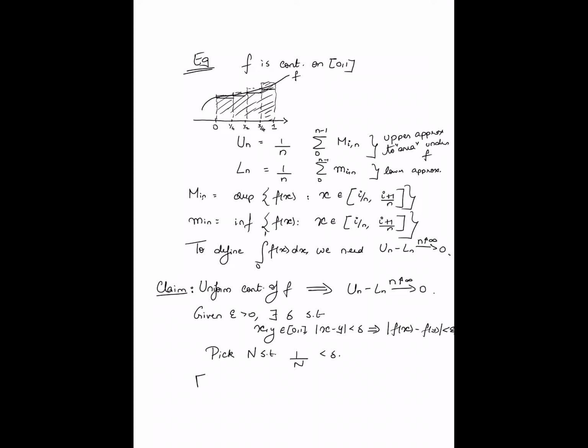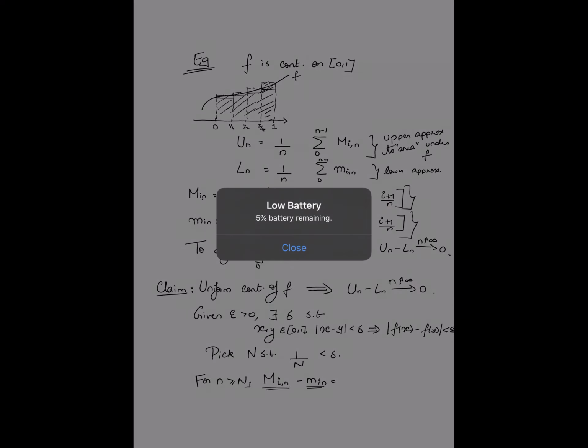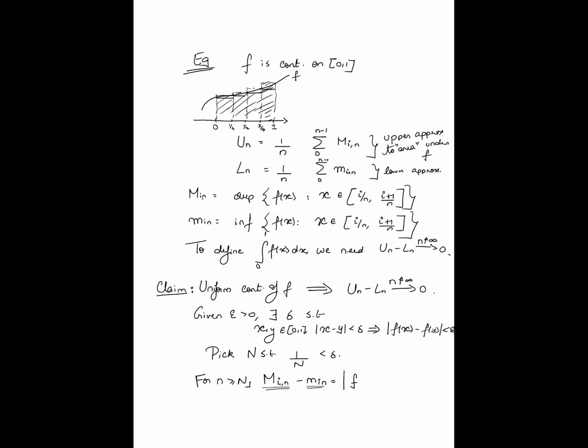Okay, so my claim is the following. For n greater than or equal to capital N, if I look at the gap capital M minus small m, remember this is the guy that goes into the upper approximation un, this is the guy that goes into the lower approximation, right? Now what is this? This is the difference between the maximum value taken by the function and the minimum value taken by the function. So in fact it's the gap between f of alpha i, right? This is the maximizer over the interval i by n to i plus 1 by n, minus f of beta i.